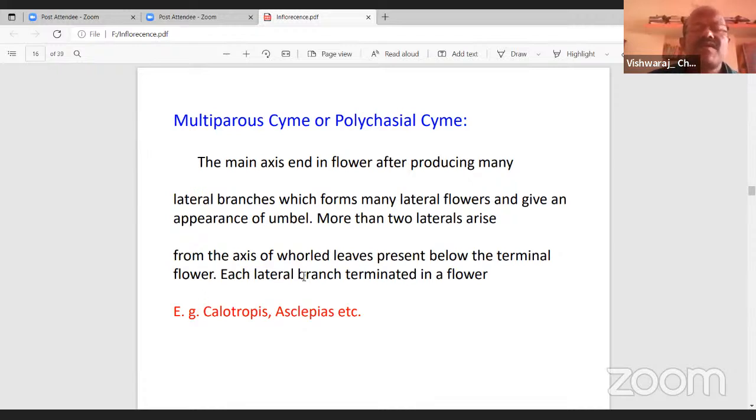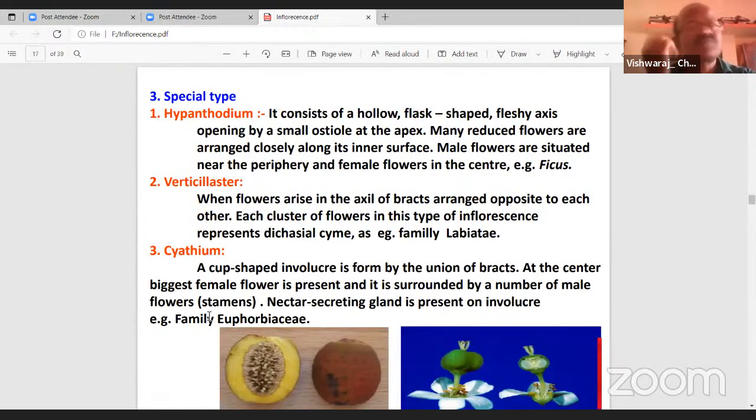From the axis of the whorl of leaves present below the terminal flower, each lateral branch terminates in a flower. That is in Calotropis, Asclepiadaceae, etc. Then special types of inflorescence. There are three main special types of inflorescence: hypanthodium, verticillaster, and cyathium.